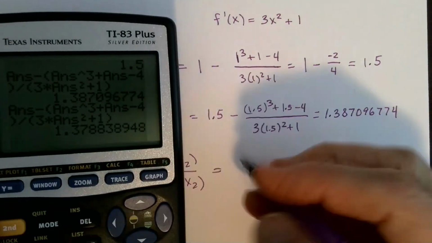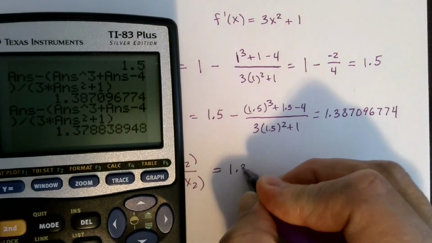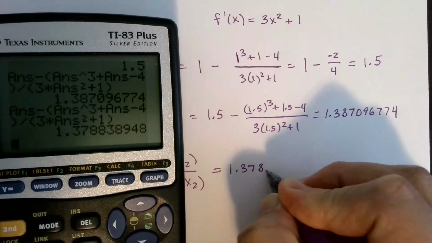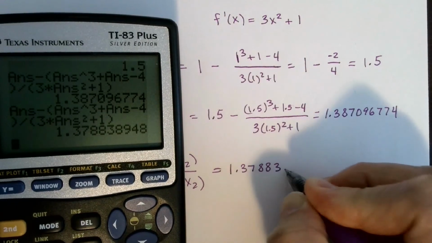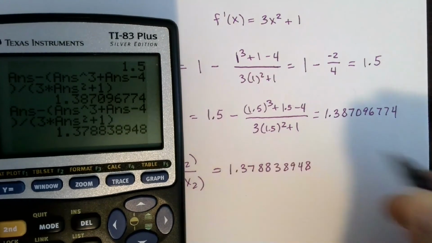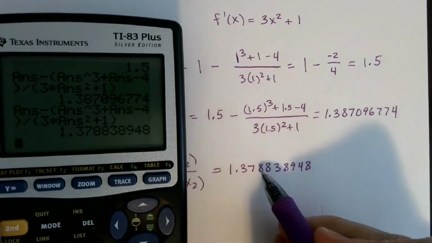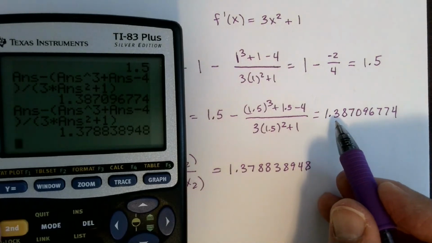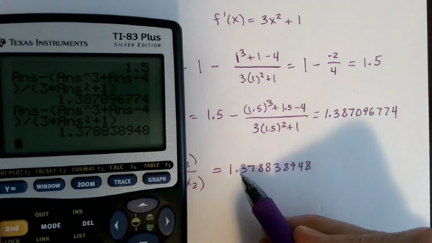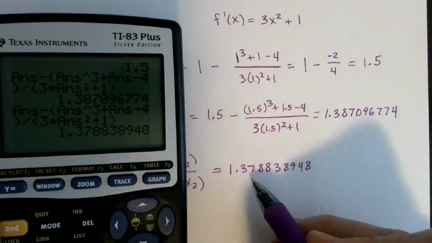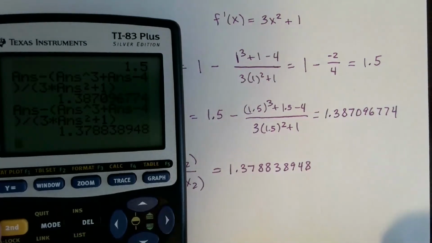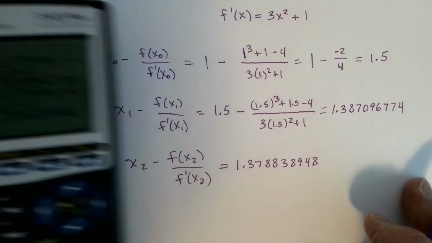Okay, there it is. So let's write that down. 1.378838948. Okay, and you can see, comparing from my previous answer, it looks like at least maybe the first decimal place is the same. They both have a 3, but then here's an 8, here's a 7. So I don't think I have 7th decimal place accuracy yet. So how do I proceed?